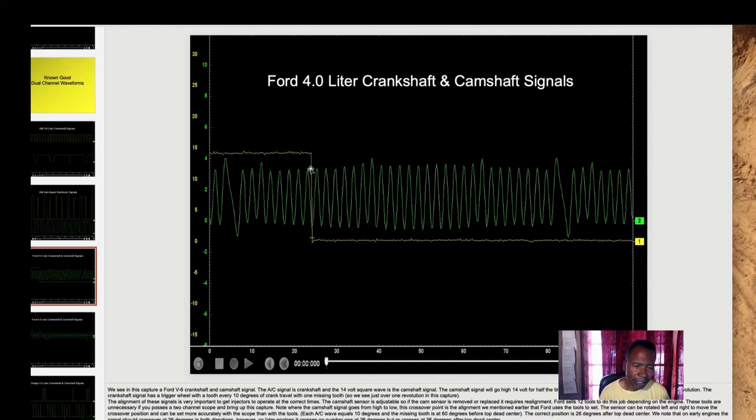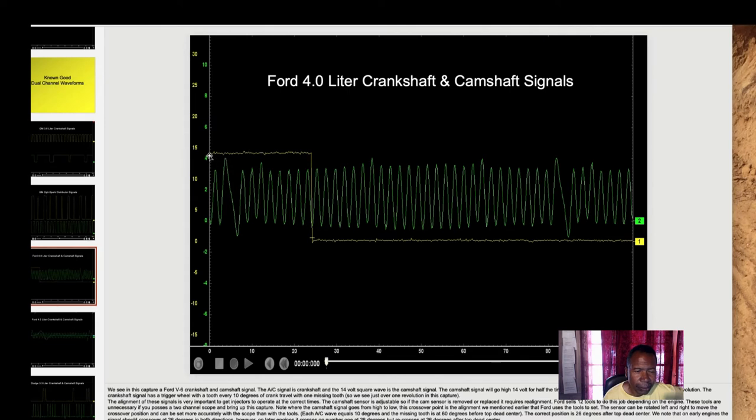In the early models, like I said earlier, it's 26 degrees at the top descending and it crosses over down here at the cross point. On the later models, it's 26 here and 36 at the top descending at the cross point. In summary, this is the crankshaft signal. Each AC signal is 10 degrees. This space right here is a missing tooth, which is 60 degrees before top dead center.